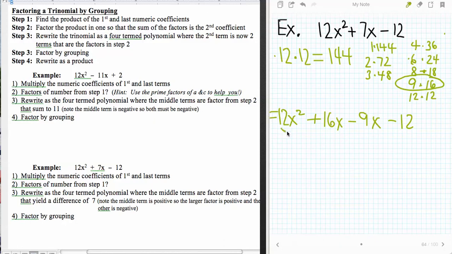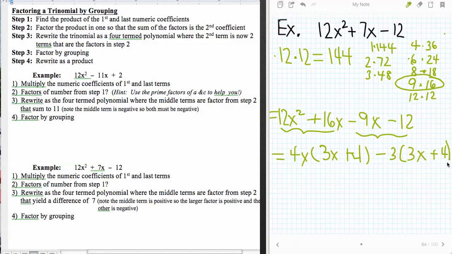And then again, we're going to group here and group here. So from the first two, I'll take a 4x out, leaving me with a 3x plus 4. And then from the second two, I'm going to take a negative 3 out, leaving me with a 3x plus a 4. Be careful on those signs. And then I'll take my GCF, 3x plus 4, out, and that's going to leave me with a binomial.